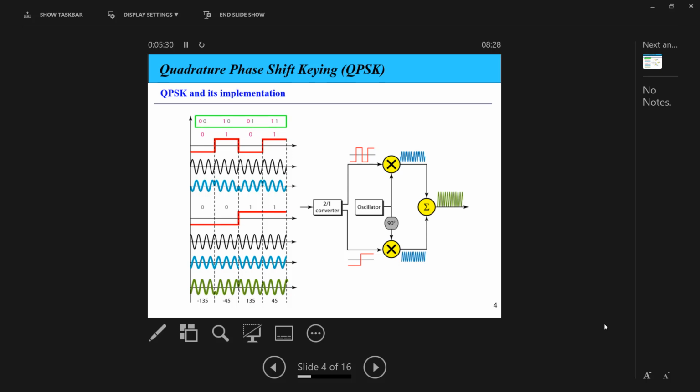So now, to generate this, we divide the bits into two paths, and in the first path we will multiply by the carrier signal in phase, and in the second path we'll multiply by the carrier signal shifted by 90. Then we will sum the outputs to generate four different phases in this case. Four different phases representing four different combinations: 00, 10, 01, 11.